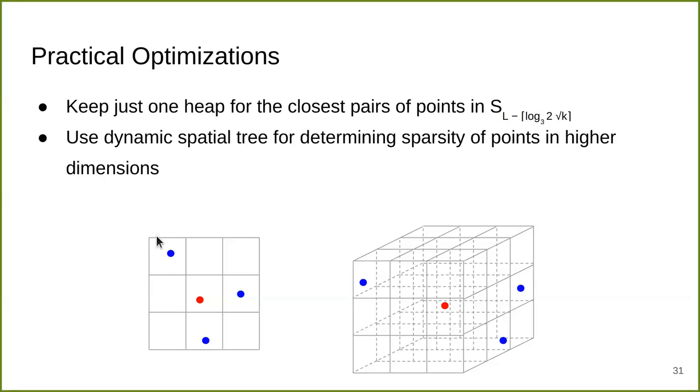In addition, one key subroutine of this algorithm is to check the sparsity of each of the points, which involves probing its box neighborhood. As the dimensionality increases, the box neighborhood size increases exponentially. And so we use dynamic spatial trees to maintain only the non-empty neighborhood boxes for high dimensions, which speeds up the sparsity determination process.